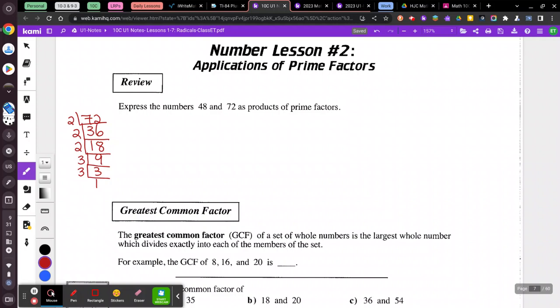Now, where are my prime numbers located? On the side. Which side? Left, right? Left. Good. So my prime numbers are now located right here. So I would say 72, my product of prime numbers, is 2 times 2 times 2 times 3 times 3. Or I could write it as 2 cubed times 3 squared. The little exponent tells you how many of the factor numbers you have.